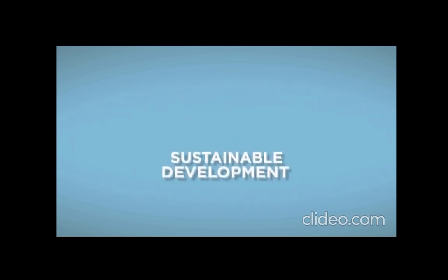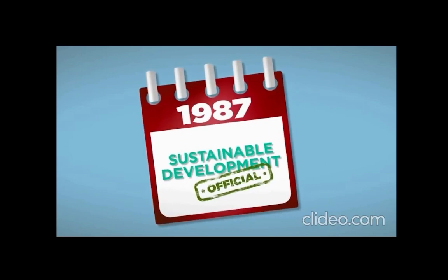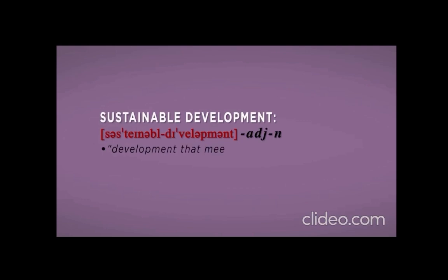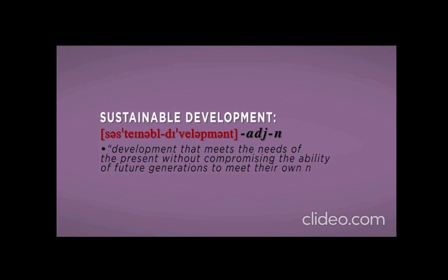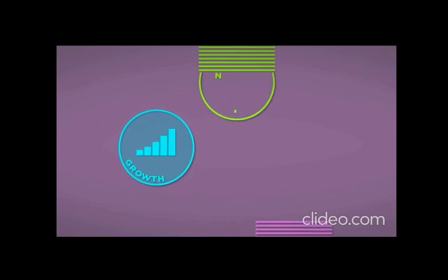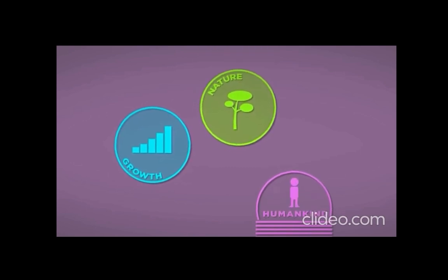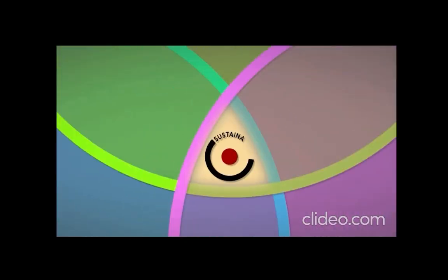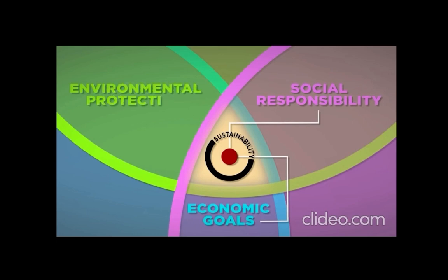The term was officially defined in 1987 as part of the preparations for the Rio Earth Summit. Sustainable development is development that meets the needs of the present without compromising the ability of future generations to meet their own needs. Does that sound a little abstract to you? Let's put it this way. Sustainable development means that growth must be accomplished with respect for nature and humankind. And where is sustainability achieved? Right here, at the crossroads of economic goals, social responsibility, and environmental protection.